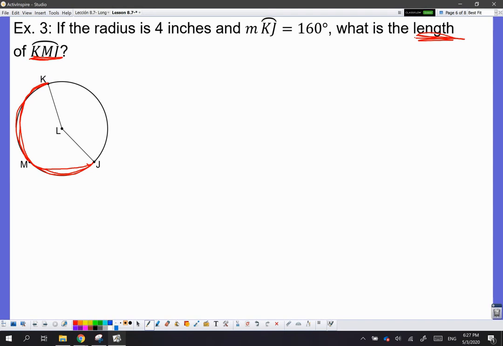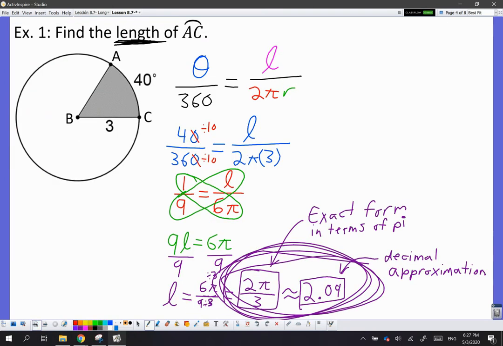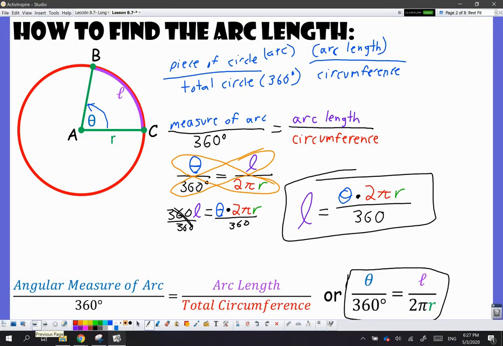First, let's start by writing down what we do know. So the measure of arc KJ is 160 degrees. So I'm going to put 160 degrees here. We also know that the radius is 4 inches. So I'm going to put a radius of 4. This time, what we're going to use is the formula. So remember that formula I showed you? Instead of the proportional relationship, it's important to know how to use the formula as well. So we're going to use our formula this time.